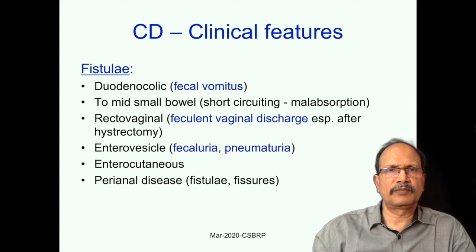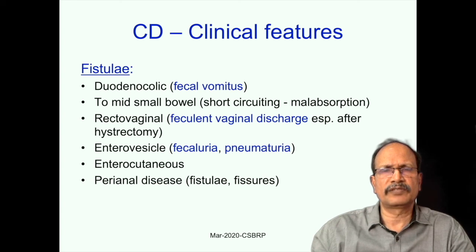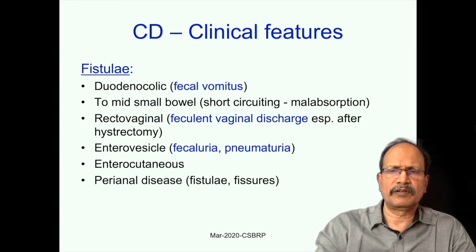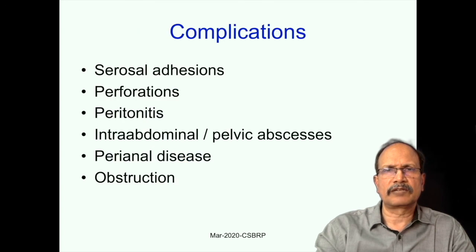Fistulas produce a typical clinical presentation. For example, a patient who develops duodenocolic fistulas may come with fecal vomitus, or the person who develops rectovaginal fistulas may have feculent vaginal discharge. With intravesical fistulas, probably the patient complains of pneumaturia, that is passage of gas during micturition, and fecaluria is another typical finding in these persons, which may be important in clinching the diagnosis of complications of Crohn's disease.